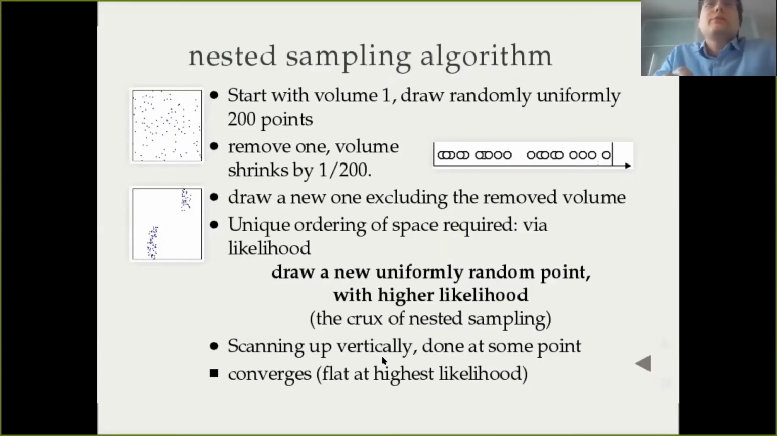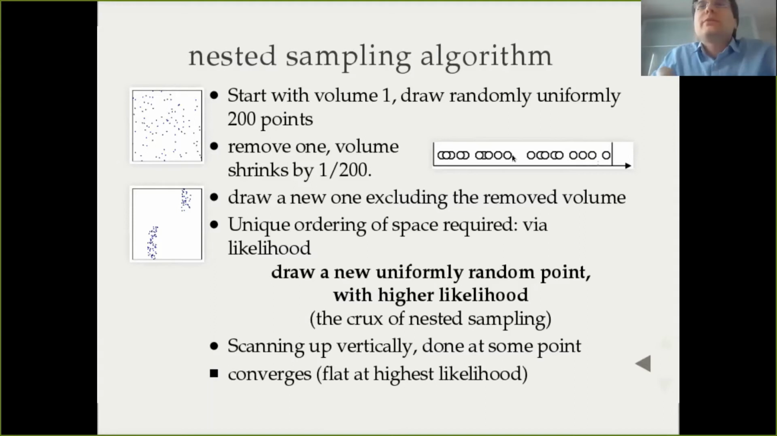And how does this algorithm work? Okay, so you start with your entire prior volume. Let's say this is a 2D box in this case. You randomly throw in 200 points in this volume. And now you remove one of these points, the one with the lowest likelihood. If you imagine that, then you can convince yourself that the volume represented by these points, if you a priori say they all have equal weight, now you remove one, you've reduced the volume represented here by 1 over the number of points.